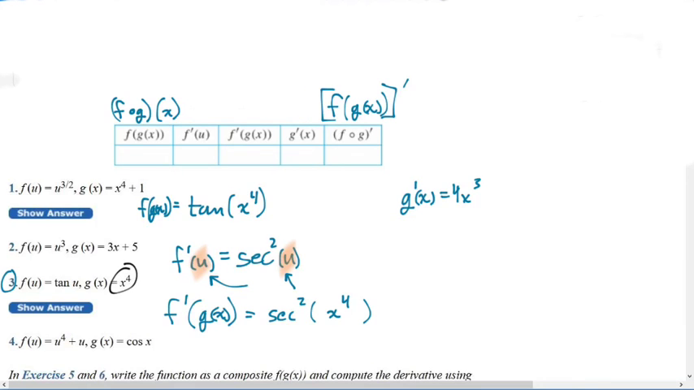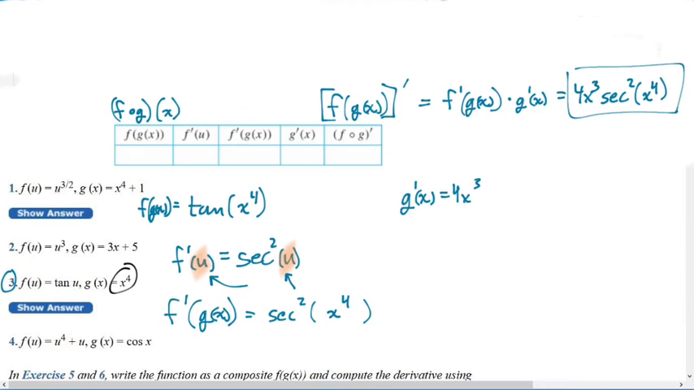Okay, so now we just have to know what this means. If you took the derivative of a function inside of a function, what that means is you're going to take the derivative of the outside function with the inside function inside of it, and then you're going to multiply it by the derivative of the inside function. So that's what we're going to do right here. We're going to just take this 4x to the 3rd and multiply it times this. So I'm going to say this equals 4x to the 3rd secant squared with x to the 4th inside of it. And it's done.